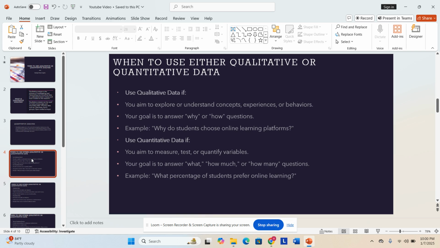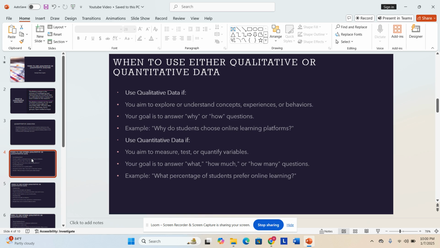Number one, use qualitative data if you aim to explore or understand concepts, experiences, or behaviors. If your aim in your research is to understand the concept of something, it's not just to understand the concept, you want to understand the experiences around it, the behaviors around it. So, for that research, your goal is to answer why questions or how questions. For example, why do students choose online learning platforms? That's a why question. Students choose online learning platforms for different reasons, so you want to really analyze those reasons for them choosing online learning platforms.